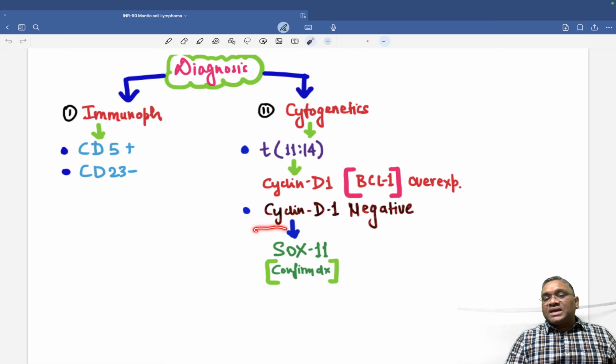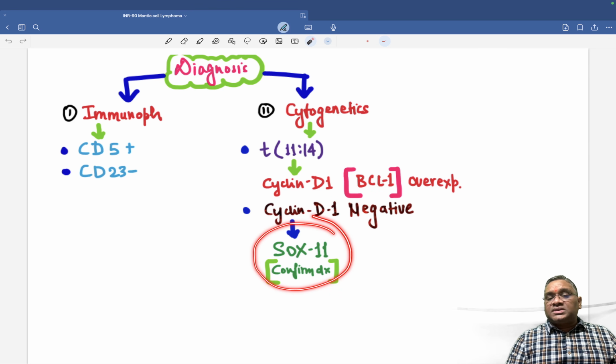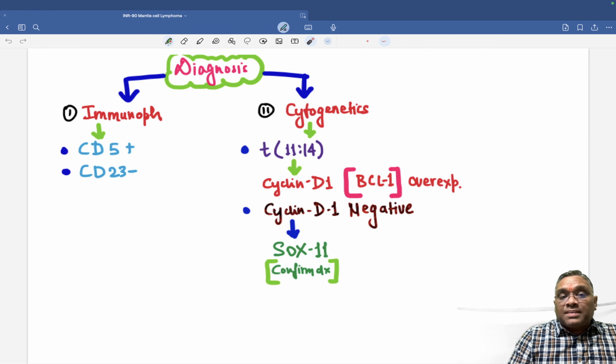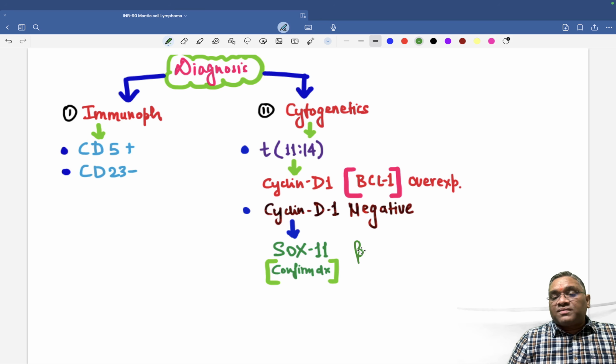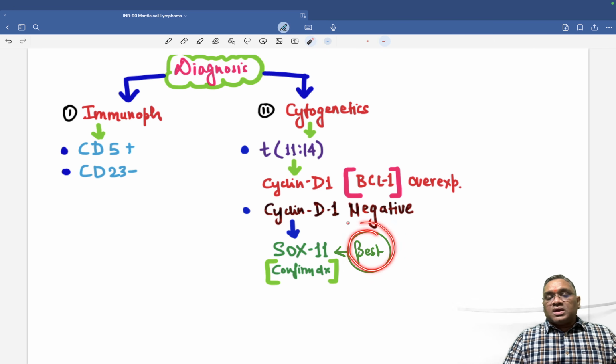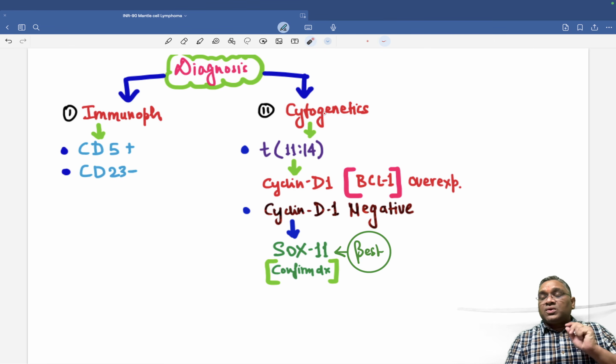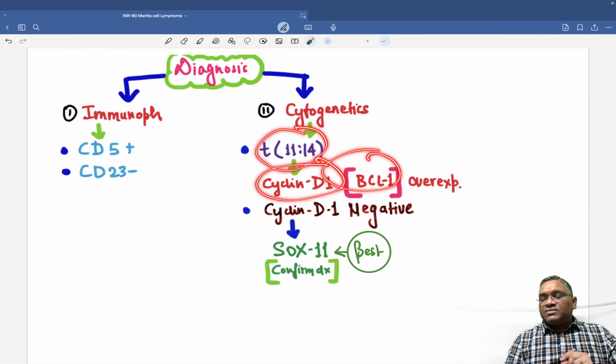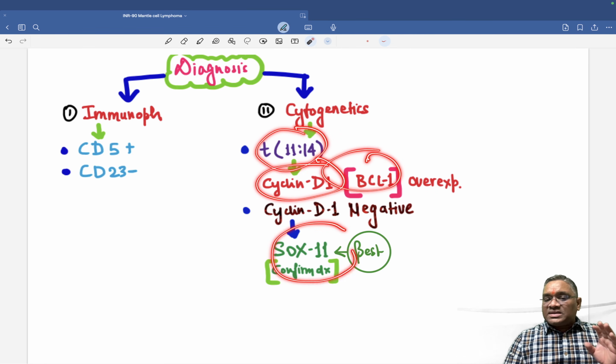Sometimes this cyclin D1 is negative. When it is negative, what is the best marker to confirm? It is SOX11. If the examiner asks what is the best marker for the diagnosis of mantle cell lymphoma, it will be SOX11. That is what you need to remember. So what cytogenetic changes do we use for diagnosis? Translocation 11;14, cyclin D1 or BCL1 overexpression, and when these are negative, then we can use SOX11.